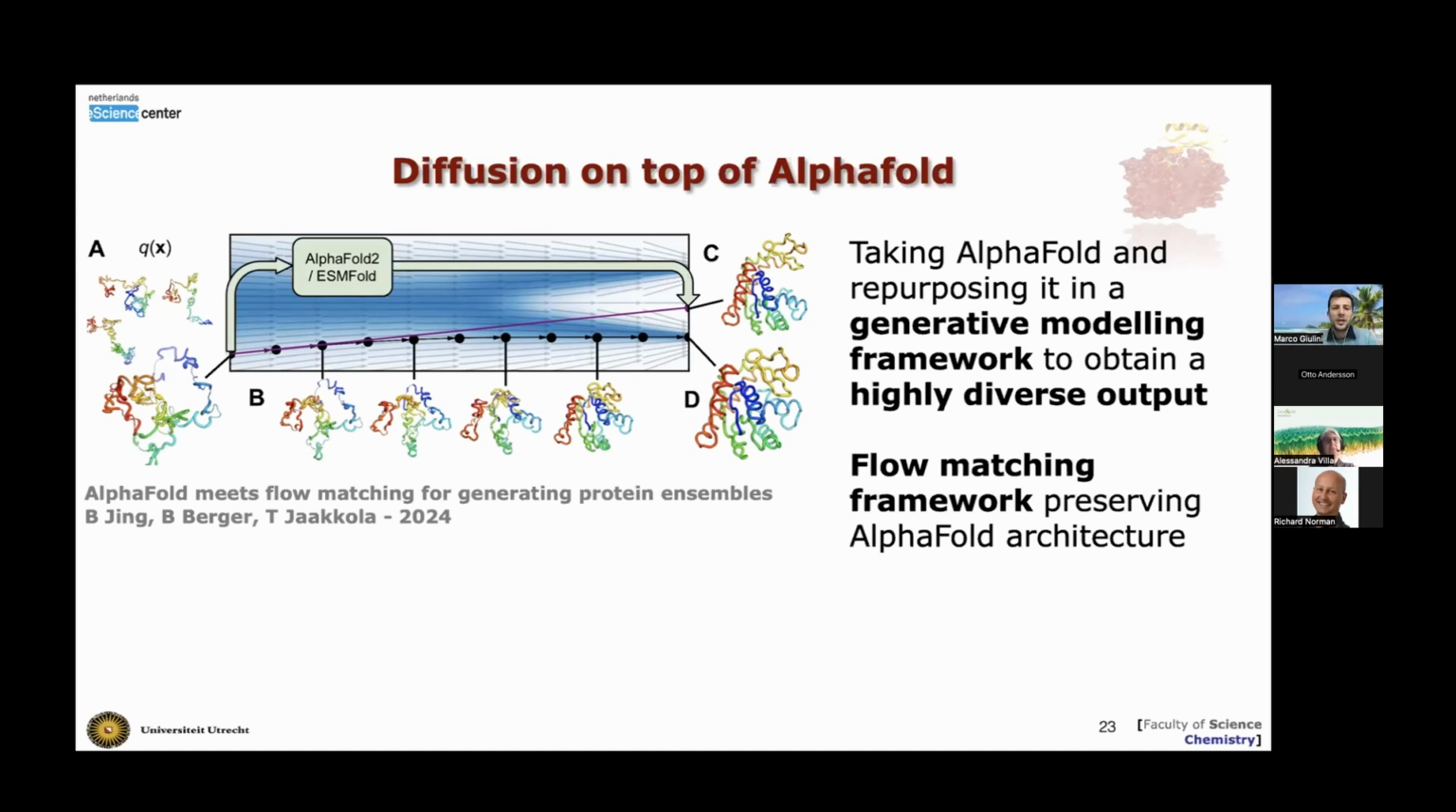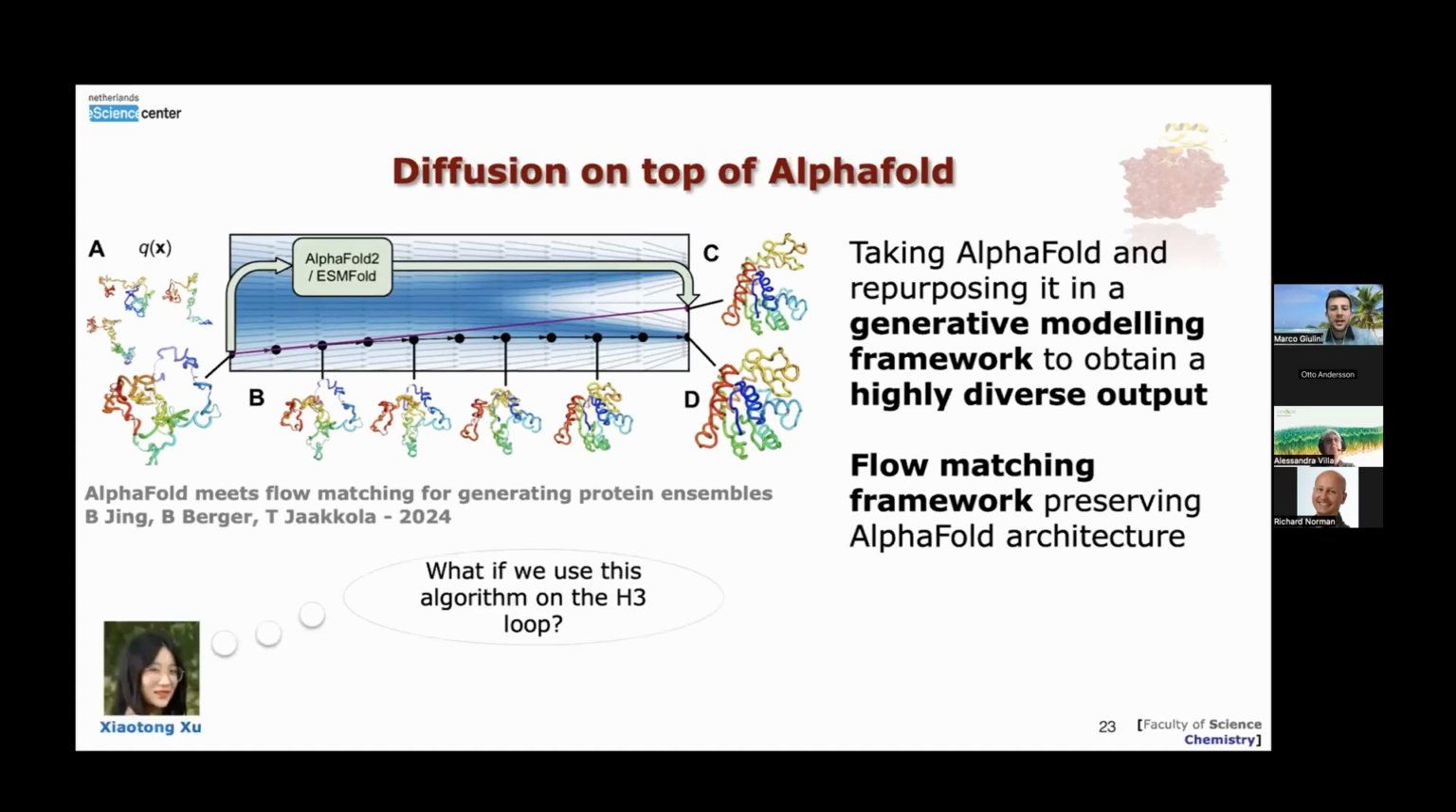And when we saw this preprint, me and my colleague Xiao Tong, we thought, oh, we should use this algorithm to sample more the conformations around the H3 loop. So to have more sampling of H3 while keeping the AlphaFold accuracy.